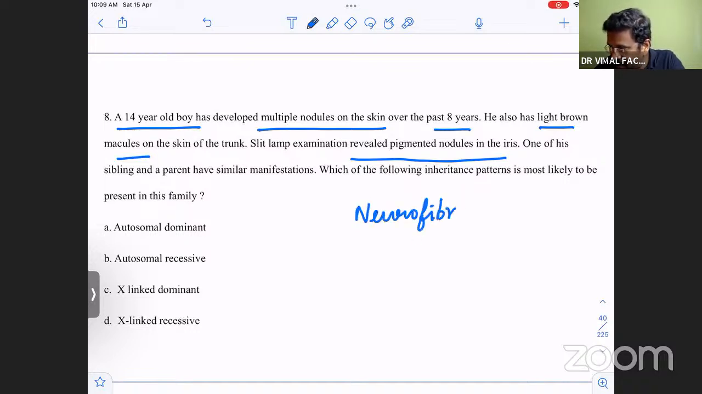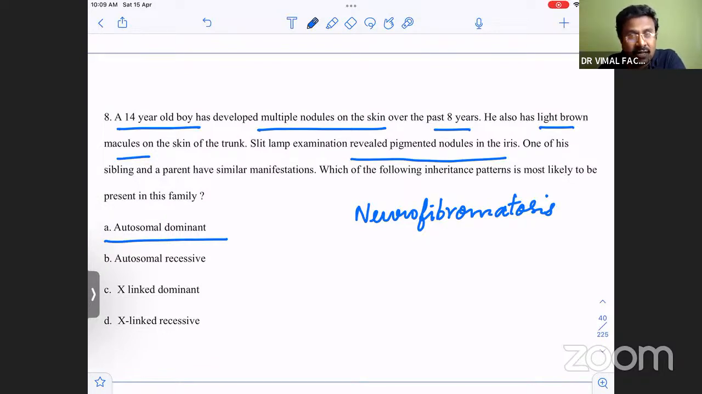So all of us know that neurofibromatosis is an autosomal dominant condition. But what we have to recollect, and what we have to be very prepared for in INICET, is that the examiner can give you a pedigree chart, and we have to be able to interpret the pedigree charts of all the modes of inheritance.